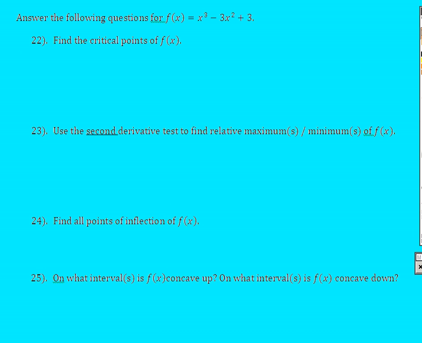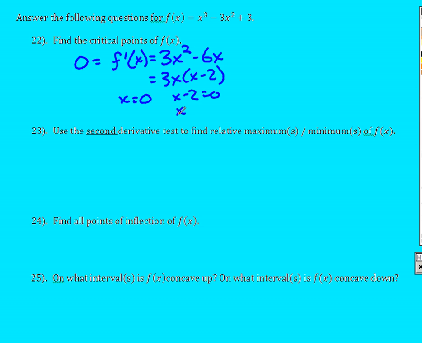Alright, last page here, we're going to do now the second derivative test. So, to do first the critical points, again, f prime of x equals 0. So the derivative is 3x squared minus 6x. I'm going to factor out a 3x, leaving x minus 2. So when I set it equal to 0, I'm going to get x equals 0, and x minus 2 equals 0, so x equals 2. 0 and 2 are my critical numbers. When I plug back in, I should get the points (0, 3) and (2, negative 1) as my critical points.